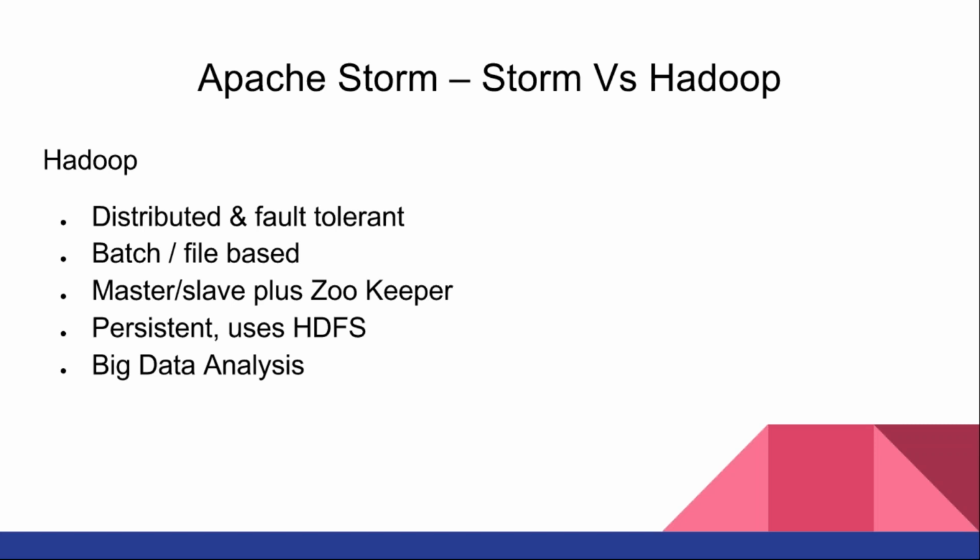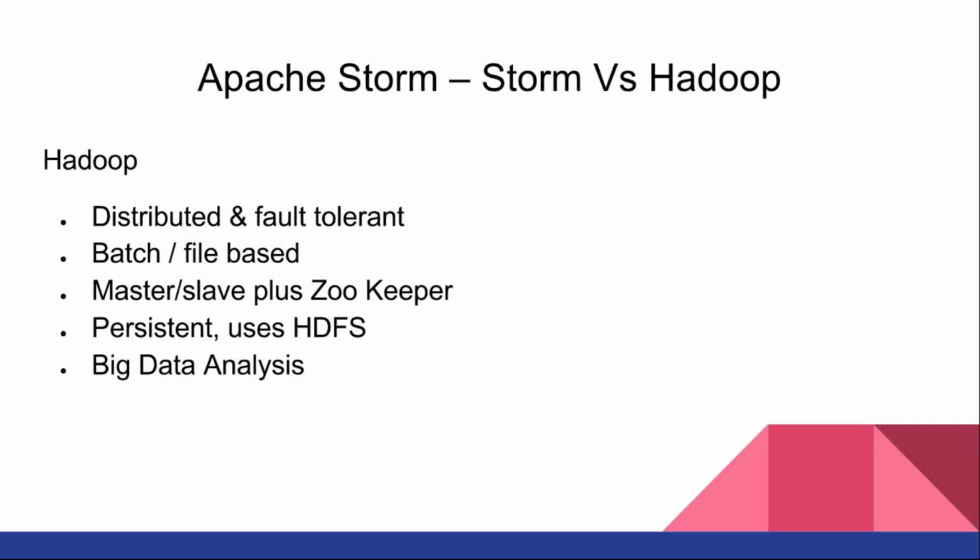Hadoop follows master and slave architecture with the zookeeper. At the starting, I already explained it has a master node and it has some slaves. We did not see the zookeeper kind of thing. It will be an outside VM. It will be used as a coordination service between the master node and slave nodes.